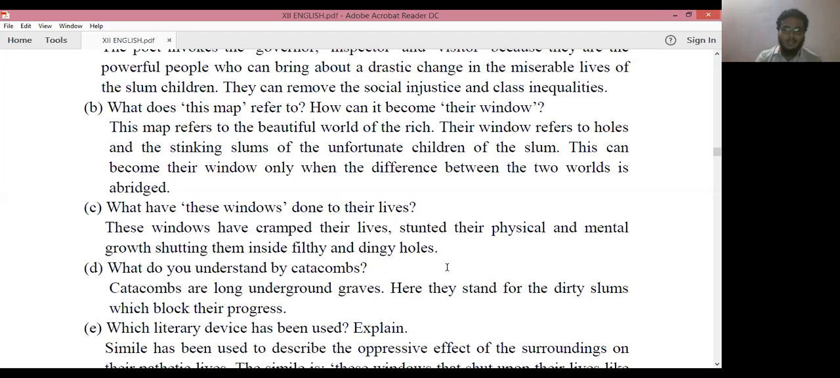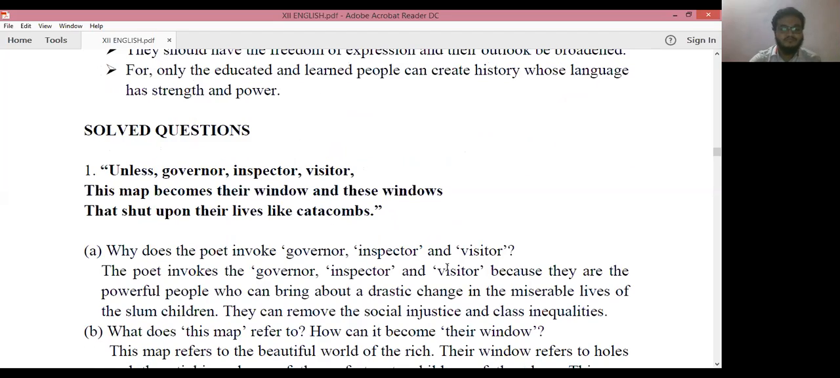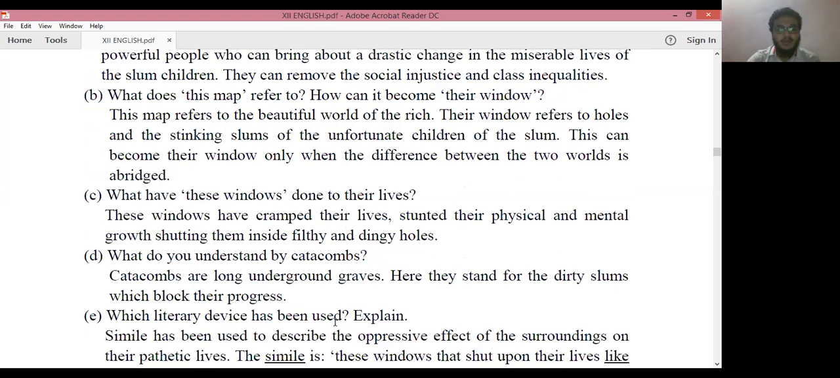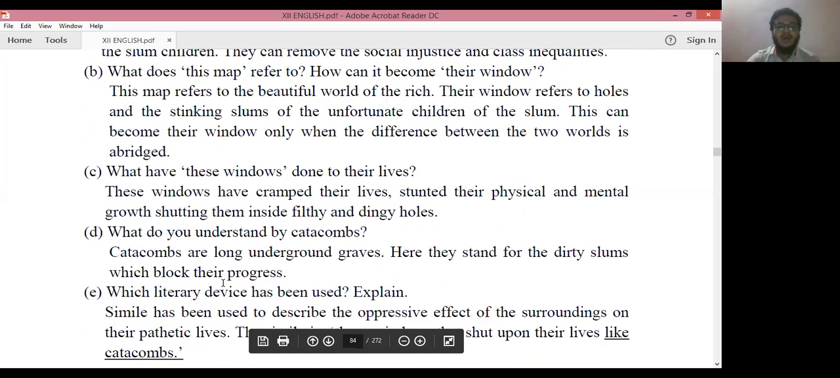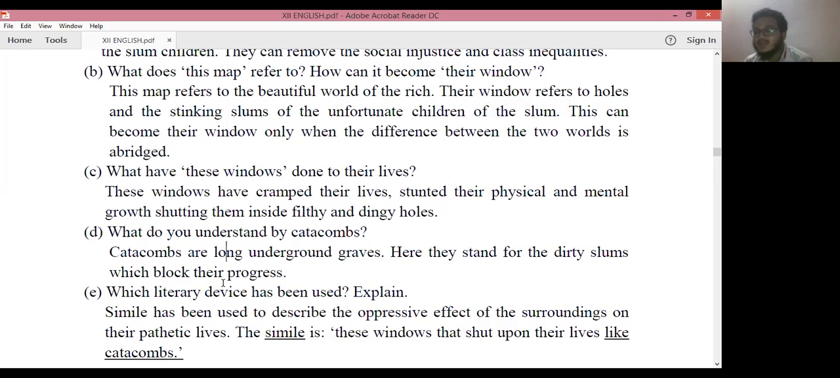Okay, next, the catacomb. The catacombs are long underground graves. Here they stand for the dirty slum which blocks their progress. Here the answer is very short and direct, as per 1 mark. In the normal way, the catacomb means the underground grave where people take rest after their death, not before death. Rest in peace. So they take rest in the catacombs, in the graves.